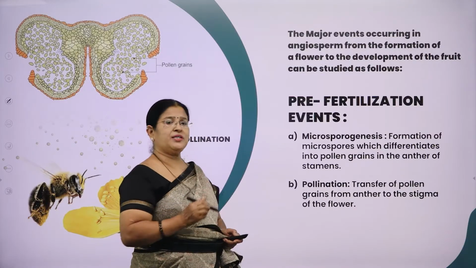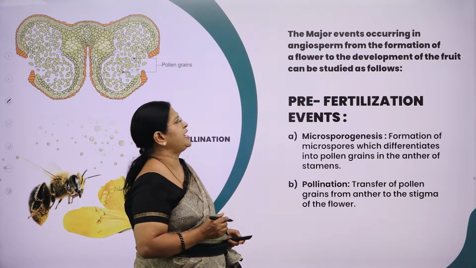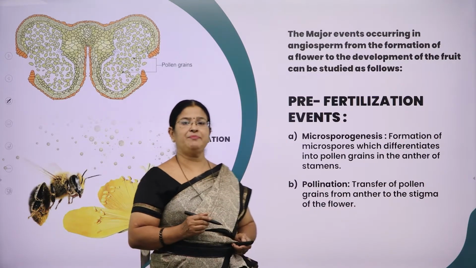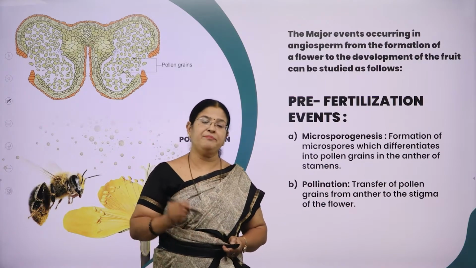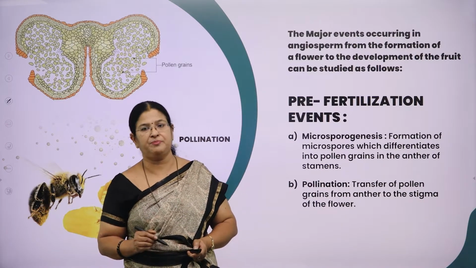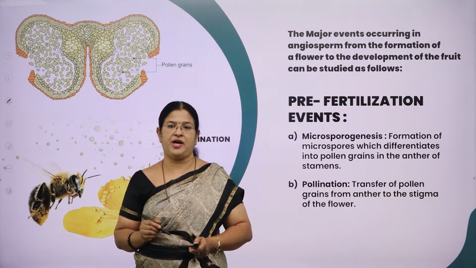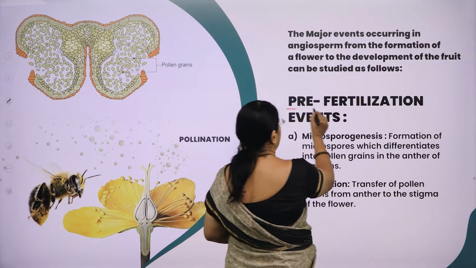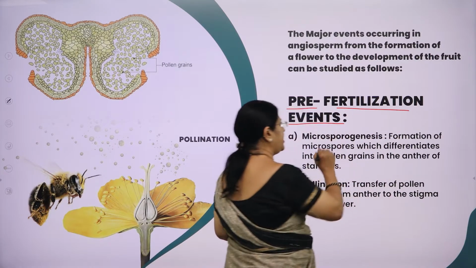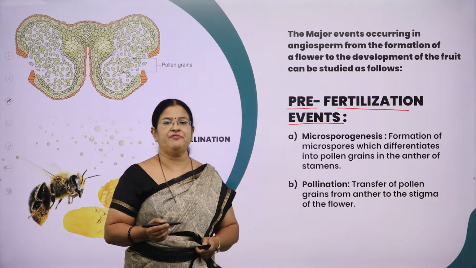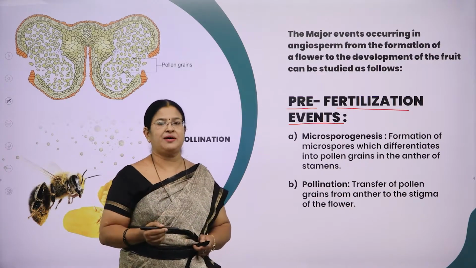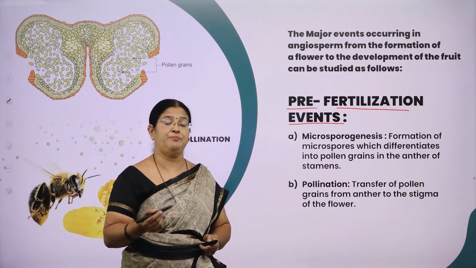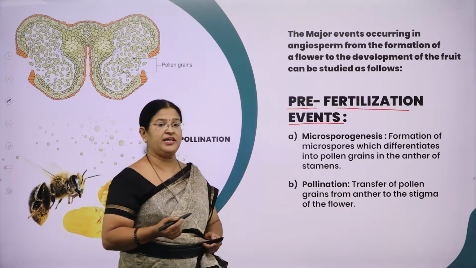Now, what are the major events occurring in angiosperms from the formation of a flower to the development of the fruit can be studied as follows. So, the major events occurring in angiosperms from the time of formation of a flower to the development of the fruit are as follows. So, we use a word called pre-fertilization events. Already you have understood this word called pre-fertilization events in the first chapter and also in the third chapter, right? So, what is pre? Pre means prior, before the fertilization events happen.